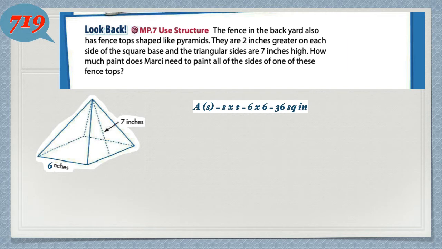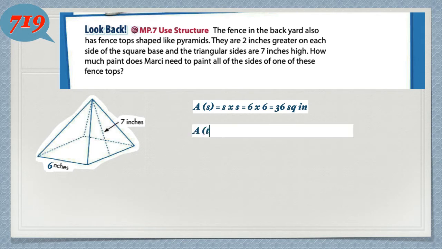Remember that a square pyramid has 4 triangular faces since the square has 4 sides. So the number of sides of the base will be the number of triangular faces in a square pyramid or in a triangular pyramid. And these faces are triangles. Okay, so the height of this triangle is 7 inches and the base is 6 inches.